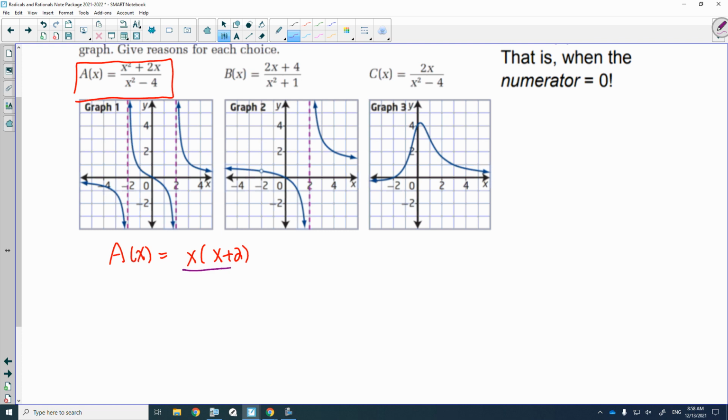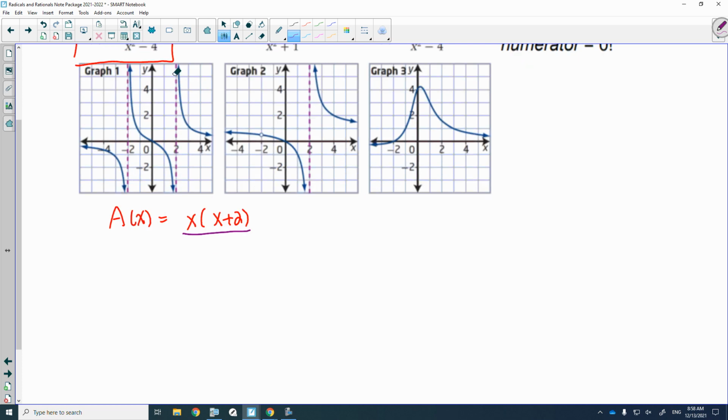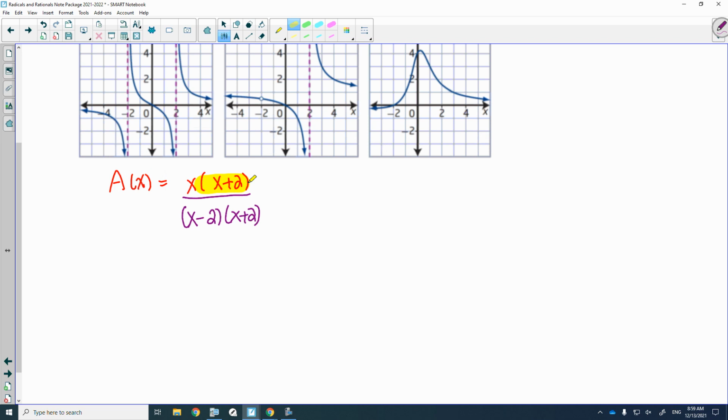Then, in the denominator, if you factored x squared minus 4, that's a difference of squares. What does that give you? X minus 2 and x plus 2. If this was your equation, what would you do? You would take out your highlighter and highlight this x plus 2. That's your hole. There is a hole in this graph. If that's a common factor, there's going to be a hole at x is equal to negative 2.